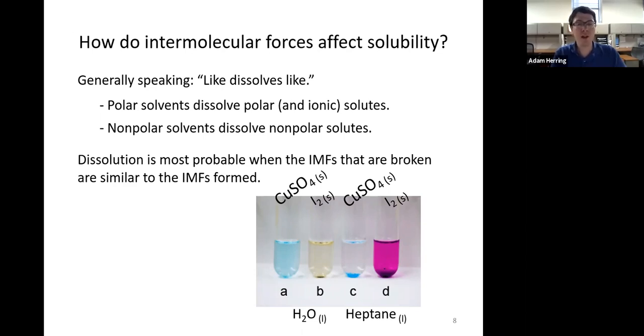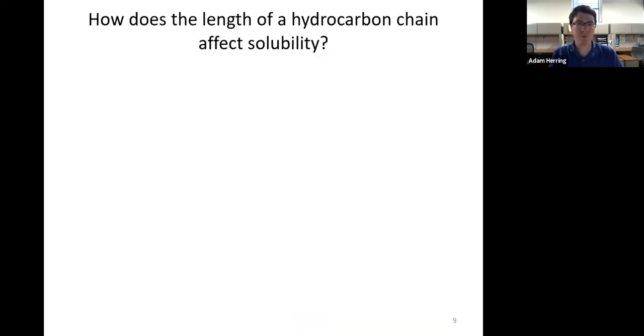Within the water, we try and dissolve nonpolar iodine, and you can see that it does not mix well. However, in test tube labeled D, the iodine mixes well in the heptane and spreads throughout the entire test tube. So what we see here is that when molecules have similar intermolecular forces, they will mix well. What about if we have a hydrocarbon chain? We know already that the length of the hydrocarbon chain is going to affect the polarity of a molecule.